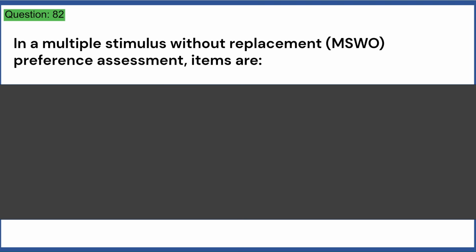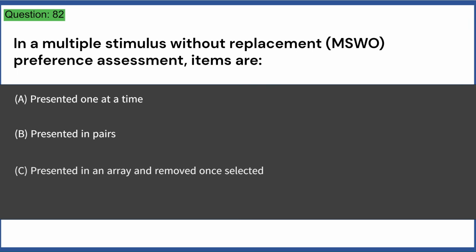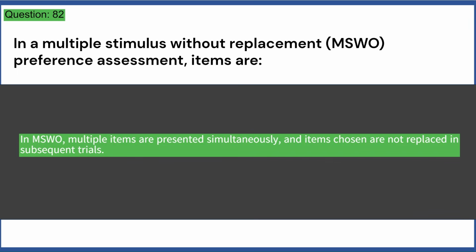harm. In a multiple stimulus without replacement, MSWO, preference assessment, items are A. Presented one at a time. B. Presented in pairs. C. Presented in an array and removed once selected. D. Available freely without any prompts. Answer C. In MSWO, multiple items are presented simultaneously, and items chosen are not replaced in subsequent trials.